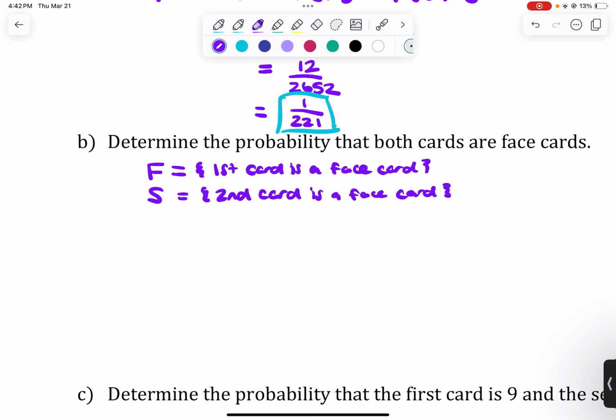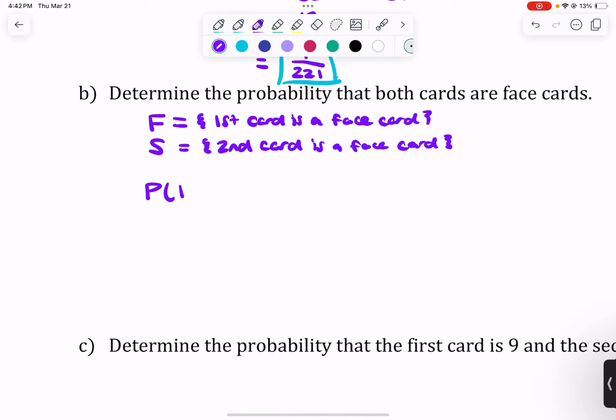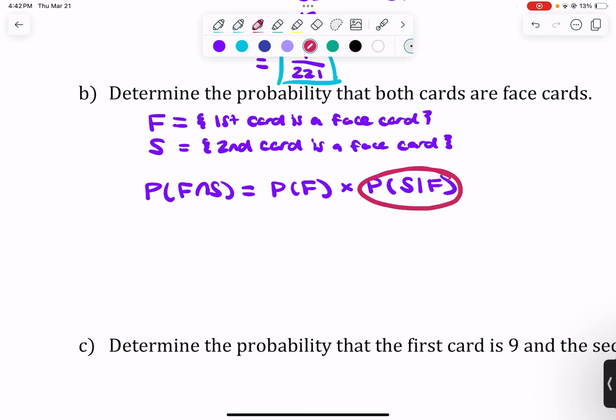It really doesn't matter what letters you use, as long as it's obvious to you and it's defined which one's which. If I want to know the probability of the first and second being faces, well, the first probability is not impacted because nothing's happened, but my second will be because I'm not replacing anything here. Please note that the order of this conditional probability really matters. Realistically, if these were independent, I would just have the probability of the first times the probability of the second. The difference being, since my second depends on my first, I need to have that second come first and tell me what it's dependent on.